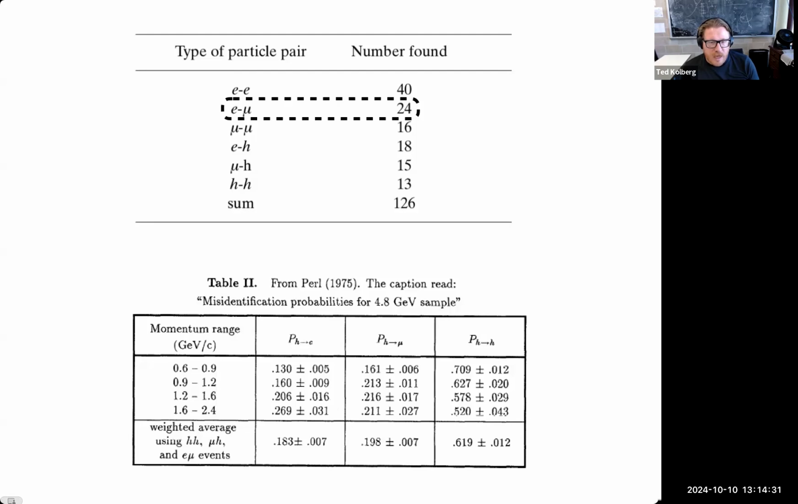Since there's only 13 HH events in the sample, you would need a significantly higher misidentification probability even than that in order to explain the number of observed EMU events. Another issue here is that by the modern standard, the solid angle coverage is not great. In particular, the E gamma identification and discrimination is not fantastic. It's covering only about half of the full solid angle of 4 pi, closer to 2 pi.